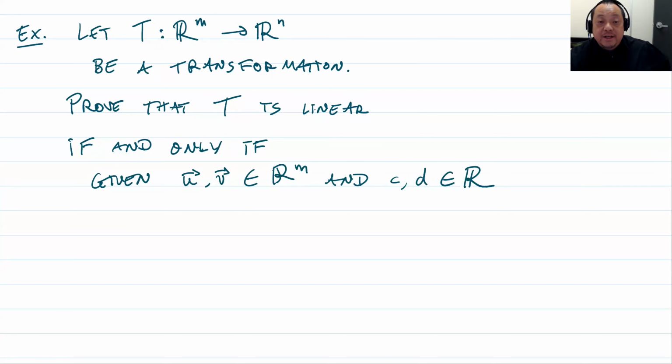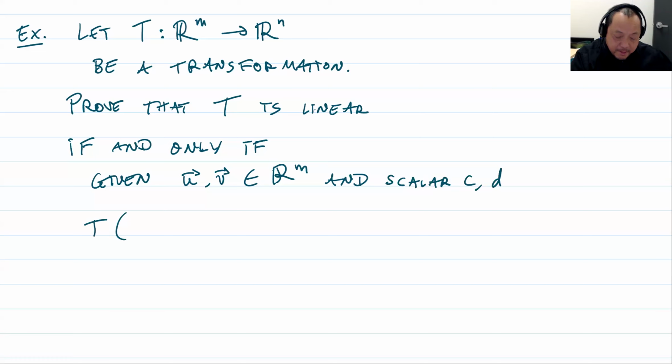Prove that T is linear if and only if given any two vectors U, V in the domain Rm and any two scalars, real numbers C, D, then this property is satisfied.